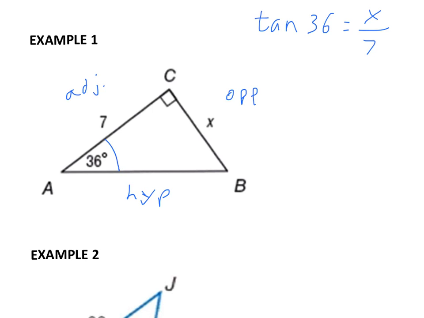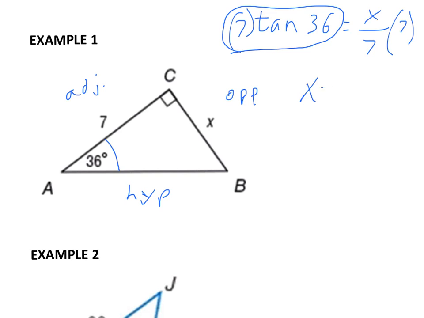Now we want to get rid of that fraction, multiply by 7, and x equals 7 times tangent of 36. When we plug that into our calculator, round it to the tenth place, we get x equals 5.1.